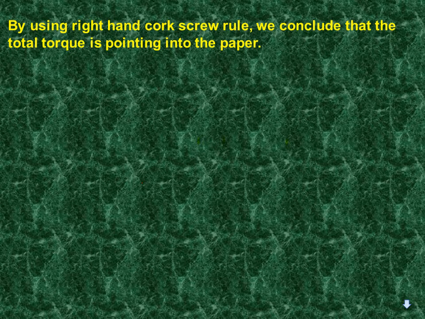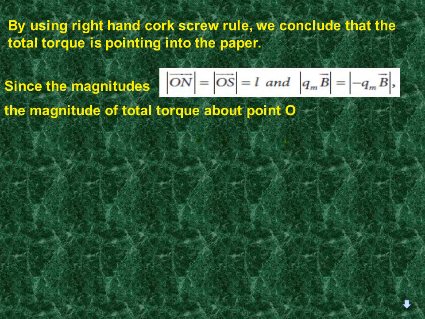By using the right hand corkscrew rule, we conclude that the total torque is pointing into the paper, which means it is perpendicular to the paper. Since the magnitude of ON vector is equal to the magnitude of OS vector, which is equal to L, that is half the length between the two poles S and N, and Fs is equal to minus Qm B, we find the magnitude of total torque about point O.